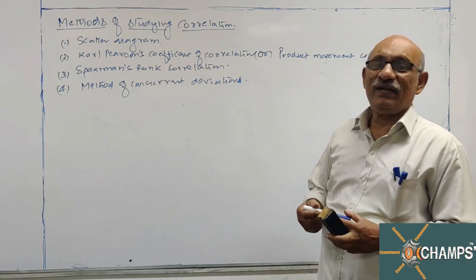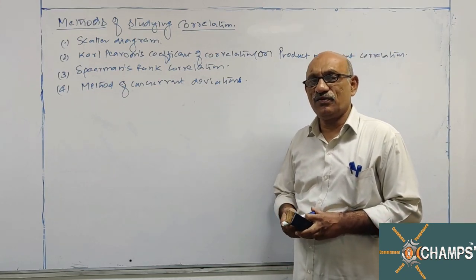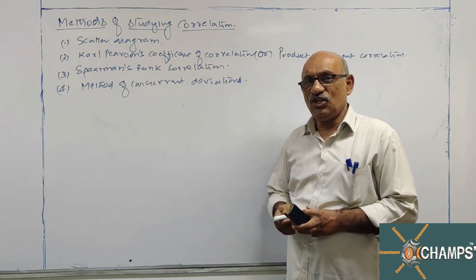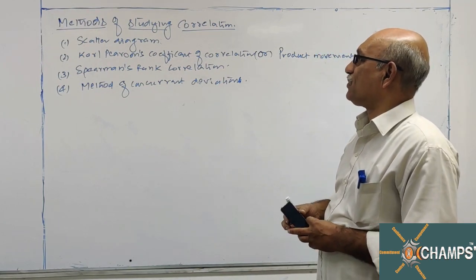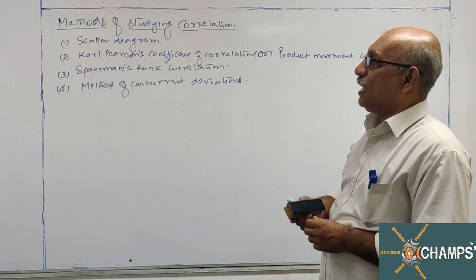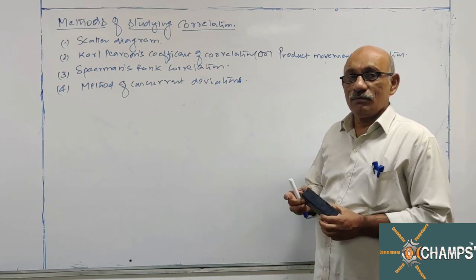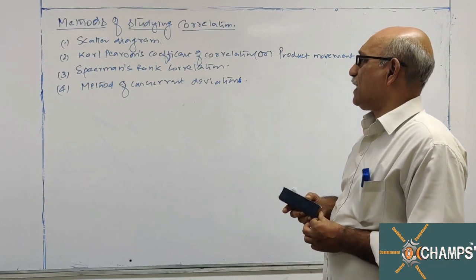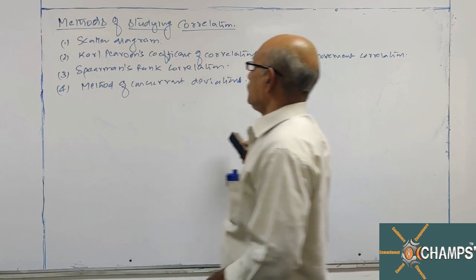Whereas the remaining three will give you a numerical value, that is to what extent the two variables are correlated with each other. So first let us discuss Karl Pearson's coefficient of correlation, then we'll go for Spearman's rank correlation, then method of concurrent deviations, finally I'll come back to scatter diagram.